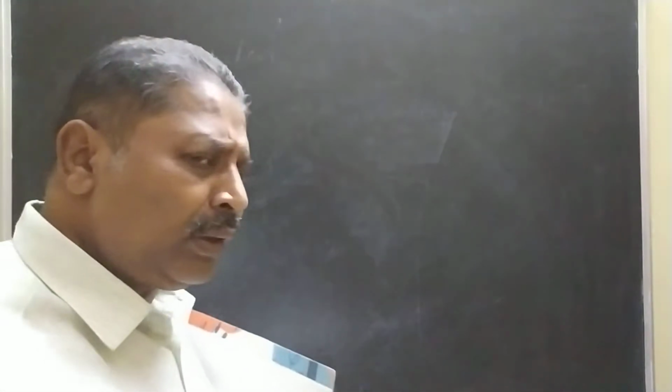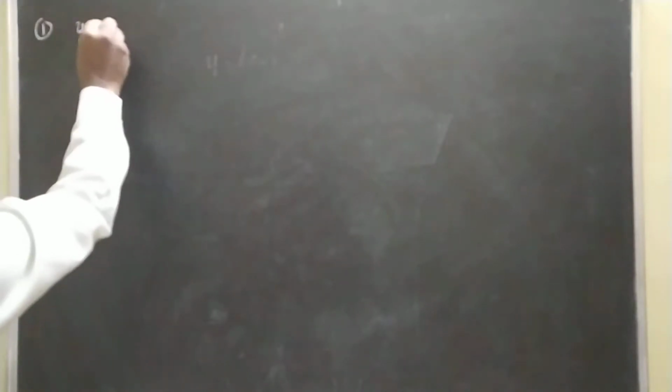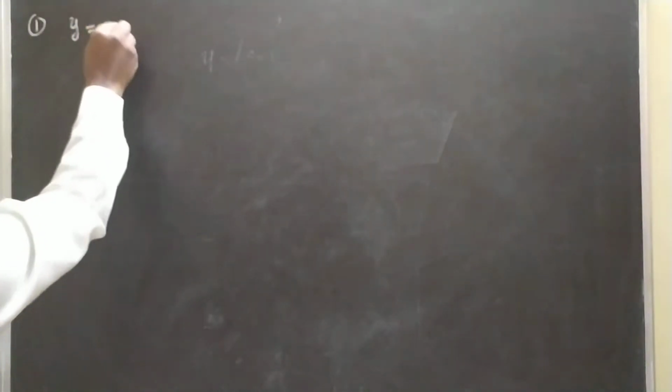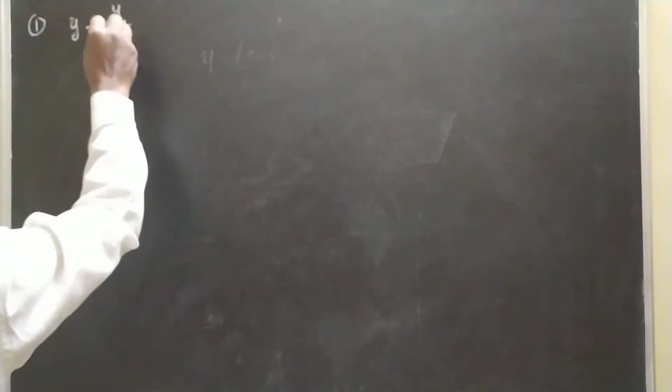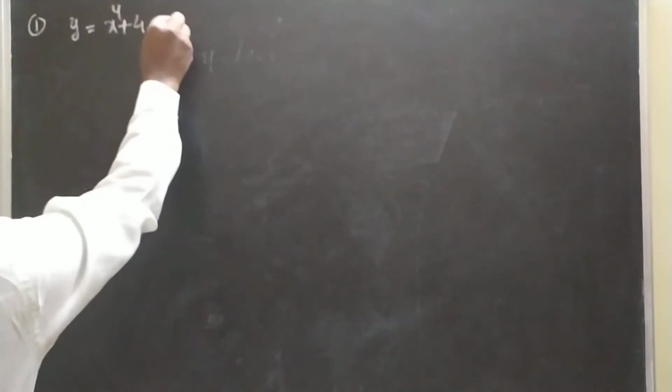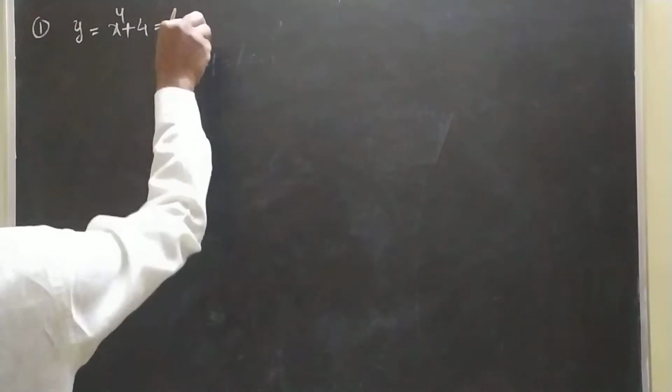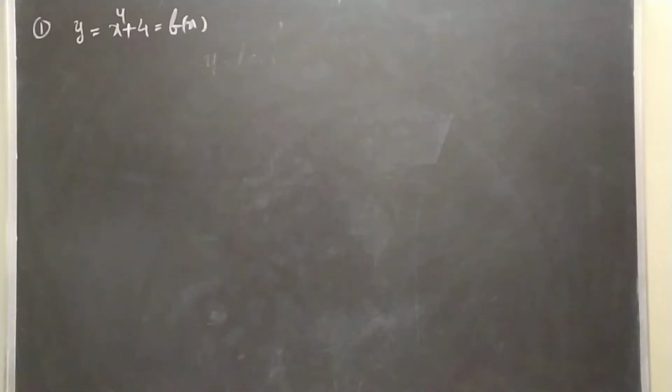So by using this definition we calculate the derivatives of some functions. First one, y equal to x power 4 plus 4. Let it be f of x. We want dy by dx.